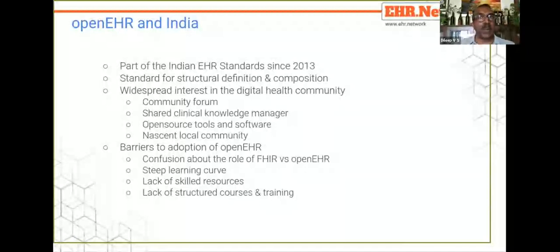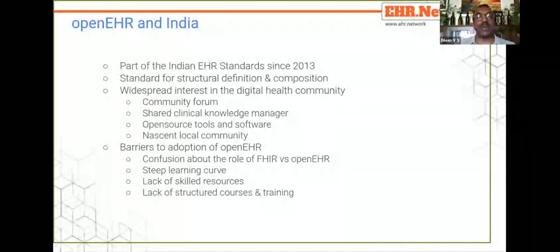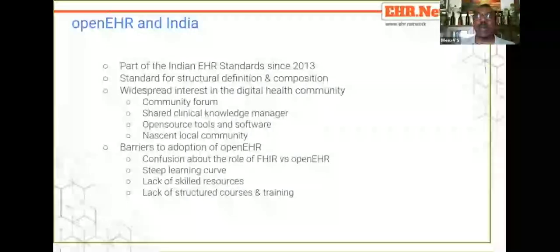And openEHR comes with a very steep learning curve. No wonder we took close to 2 years to actually build out our first system. So it is not simple. It has got a steep learning curve. And there is a total lack of skilled resources in the local market because not many people have implemented it.